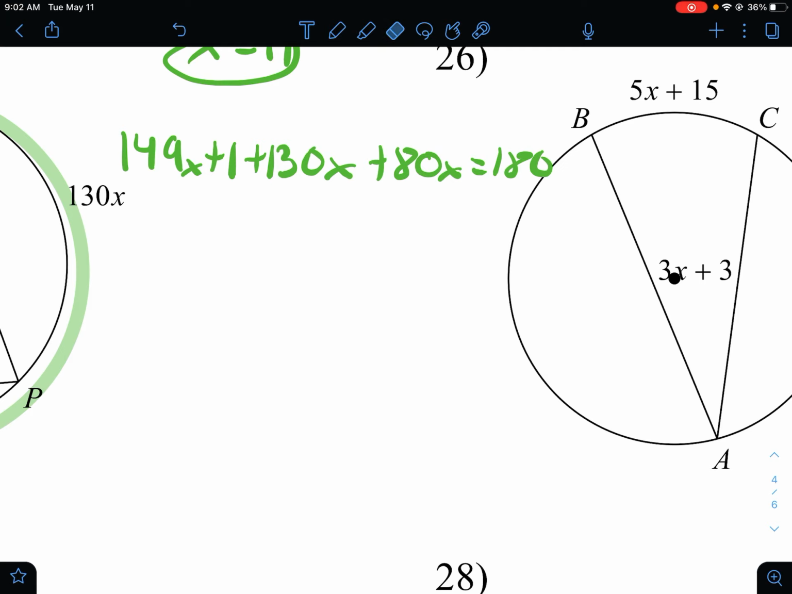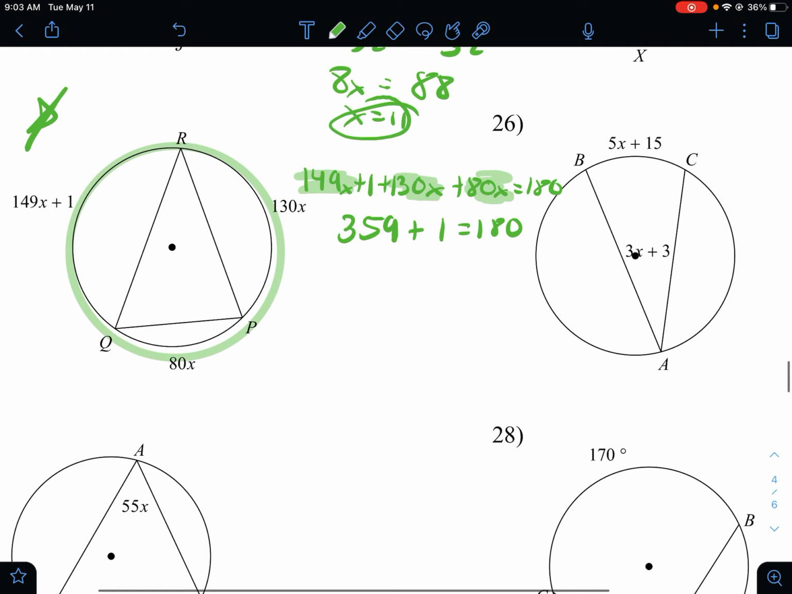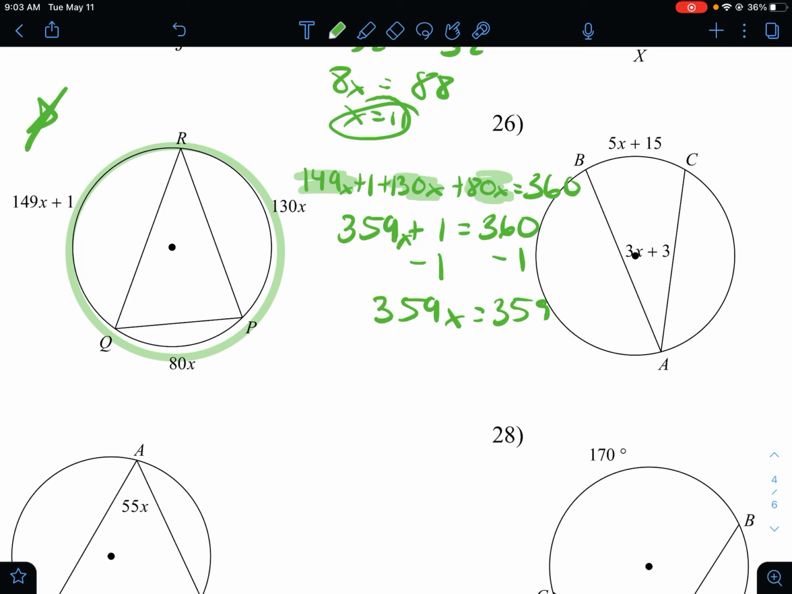Oh, just kidding. Hold on. I got to combine these, this, and this. I forgot about my 80x. So we do 149 plus 130 plus 80, and we get 359. And then we've got 1 equals 180. Oh, look what I did wrong. It should have been 360. Uh-oh. Hopefully someone caught that. All right, and then we're going to do minus 1. We get 359x equals 359. We should get that x is equal to 1.